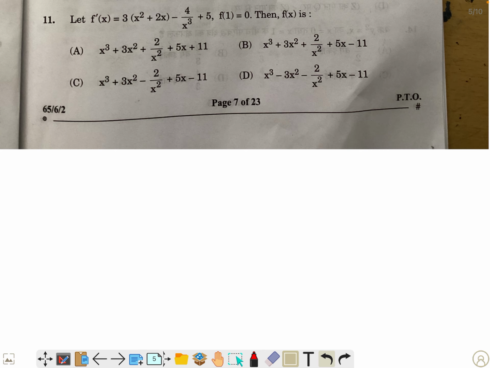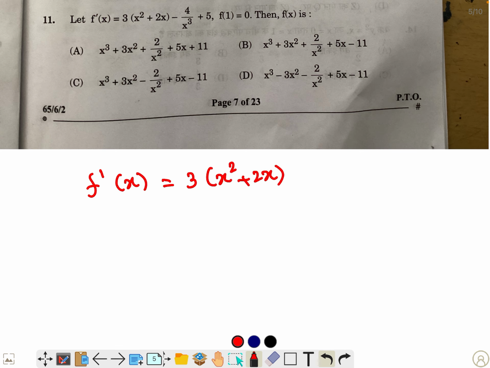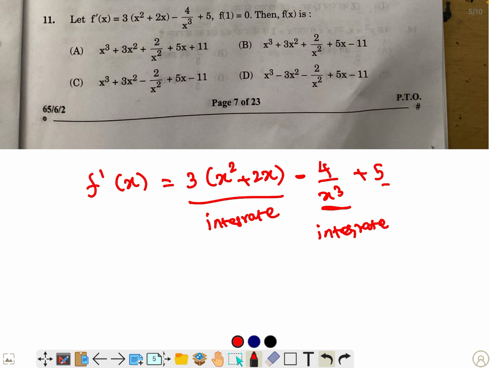Next we will move on to the 11th question. The 11th question is very easy, because we have f dash of x equal to 3x square plus 2x minus 4 by 3x cube plus 5. So what do you have to do? You have to integrate everything. You just integrate this value, then integrate this value, then integrate this also. If you integrate, you will get plus constant.